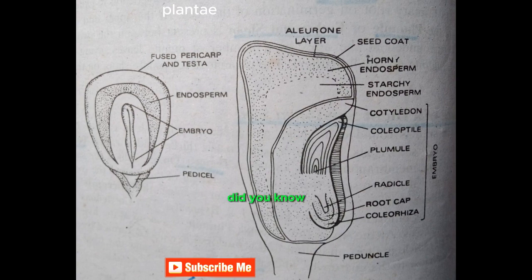Did you know the great banyan tree in India has more than 3,000 prop roots, spreading over several acres?